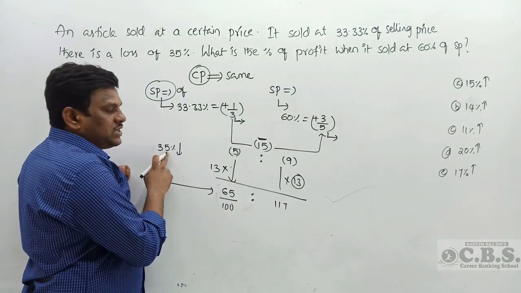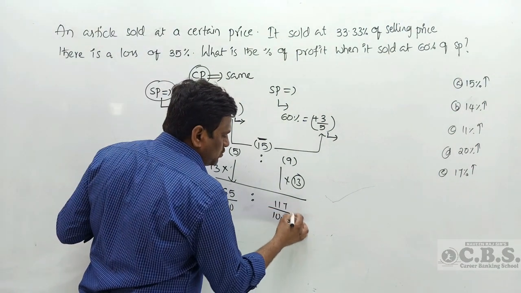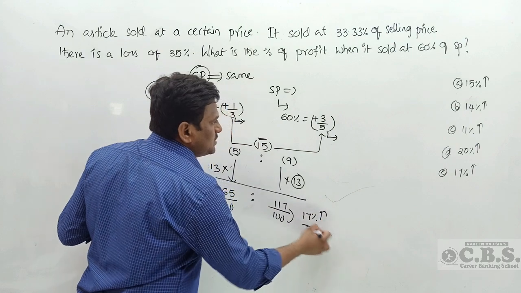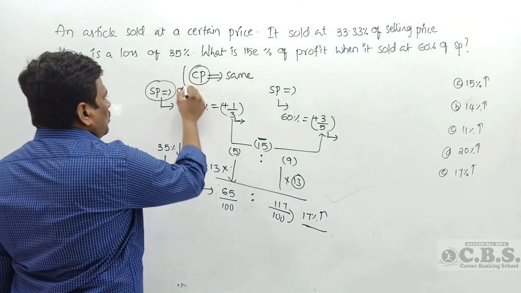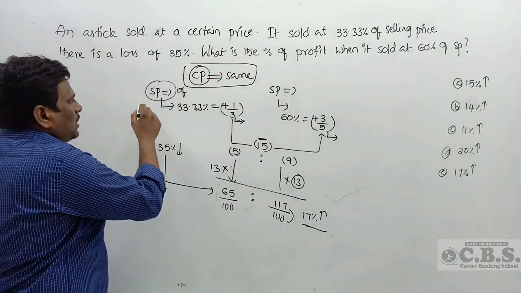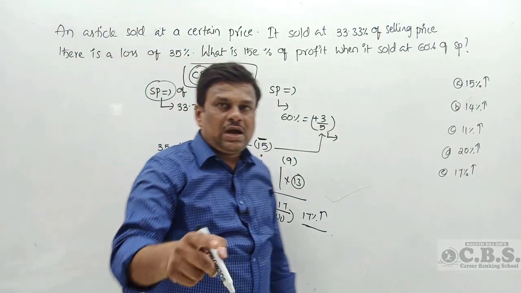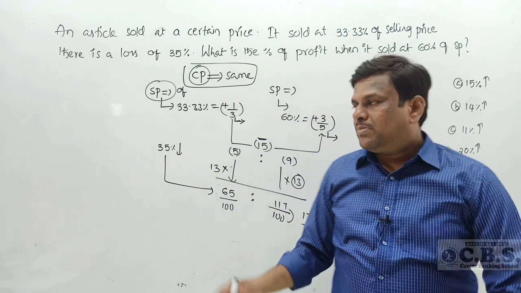So this is upon 100, how much less? 35% less. Upon 100, how much more? 17% more. That is, 17% is the profit, your desirable answer. Okay, get my point? In this scenario, the cost price is constant and the modification only happens from selling prices.